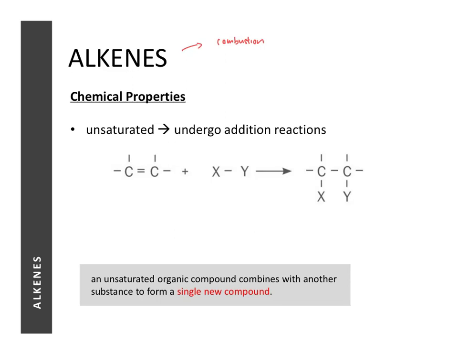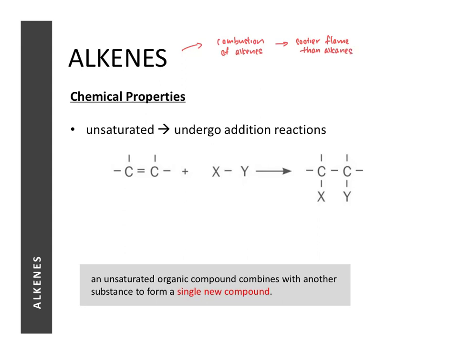And the thing about combustion of alkenes is this. Combustion of alkenes will produce a sootier flame than alkanes. What do I mean by sootier flame? Meaning in the flame you will see more black soot than when you are burning alkanes.